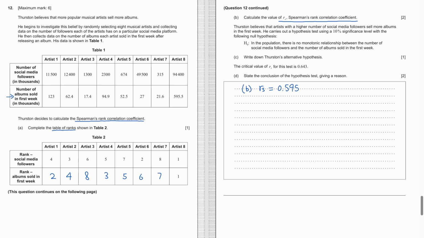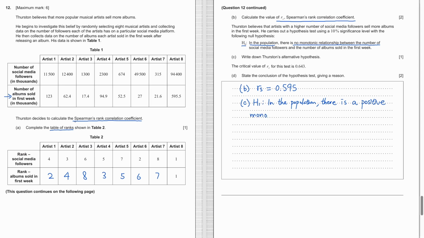Next, we perform a hypothesis test at a 10% significance level. The null hypothesis is that there is no monotonic relationship between the two sets of data. The alternative hypothesis is that there is a positive monotonic relationship. We are given that the critical value of RS is 0.643. Finally, we compare our calculated value of RS with the critical value. Since the RS we obtained is lower than 0.643, we cannot reject the null hypothesis.